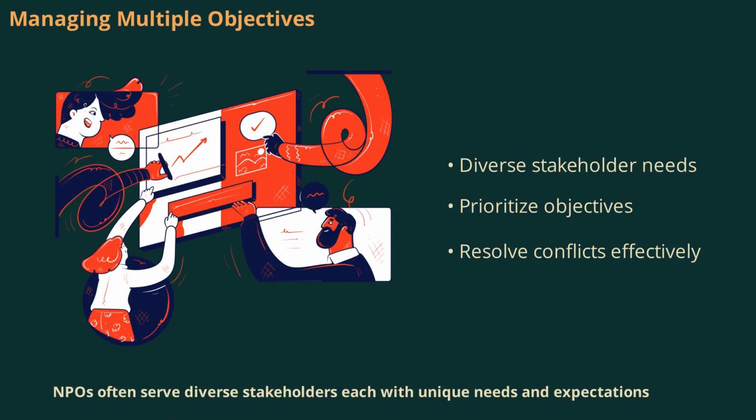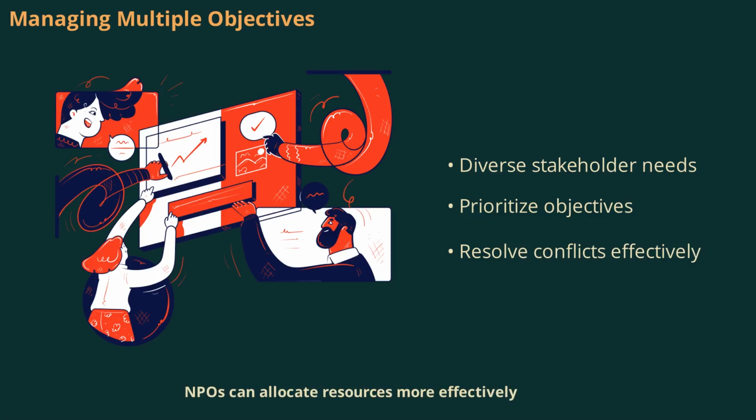NPO often serve diverse stakeholders, each with unique needs and expectations. This leads to multiple, sometimes conflicting, objectives. For instance, an organization may need to balance providing quality services with reaching as many beneficiaries as possible. Prioritization is key. Objectives should be ranked based on their importance and urgency. By clearly defining priorities, NPO can allocate resources more effectively and resolve potential conflict among stakeholders.